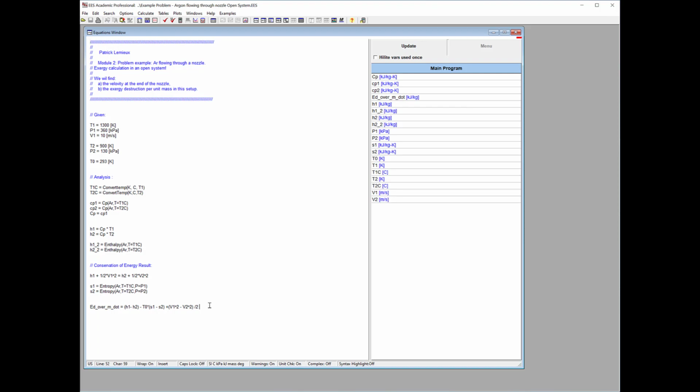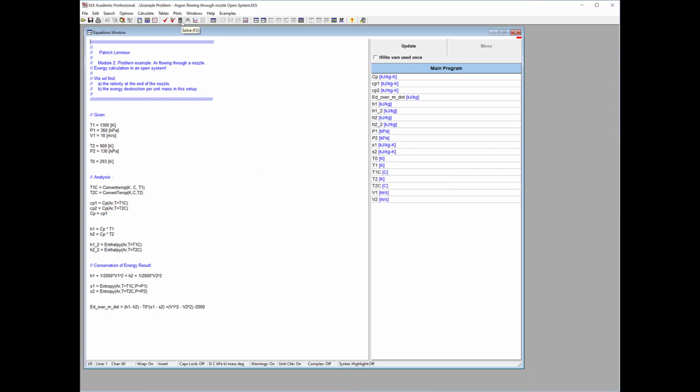Of course, I've got 1,000 joules per kilojoule. So if I want to convert joules to kilojoules, I've got to divide it by 1,000. So I'm going to divide it by 1,000 just by adding it there. And similarly on this side right there, I'll just do the same thing. I'll divide that guy by 1,000. And that should take care of my kilojoules to joules problem.